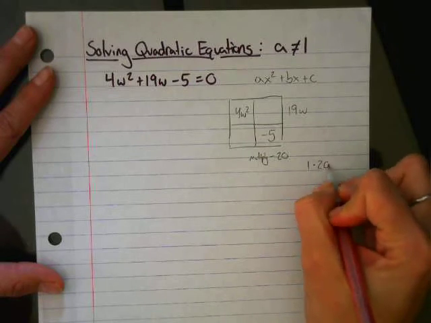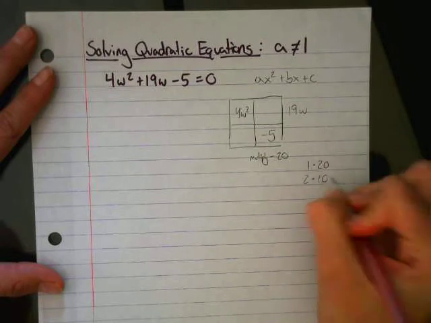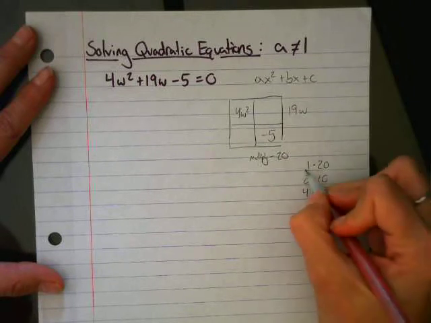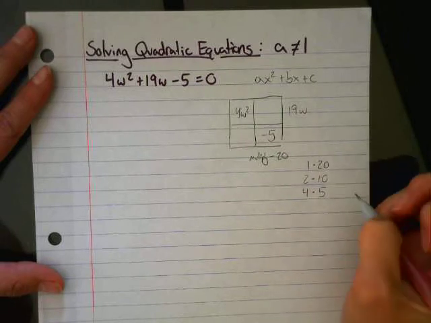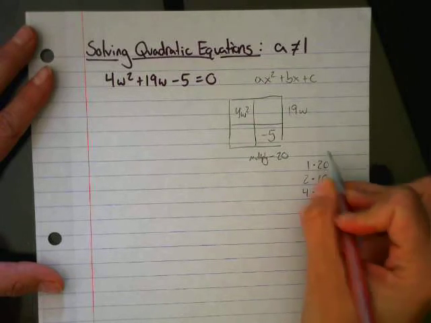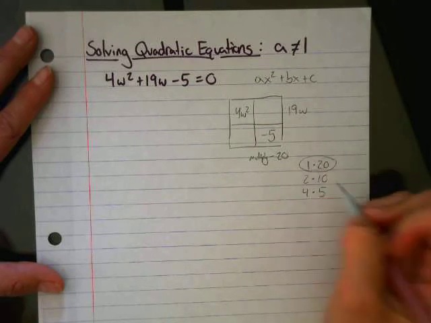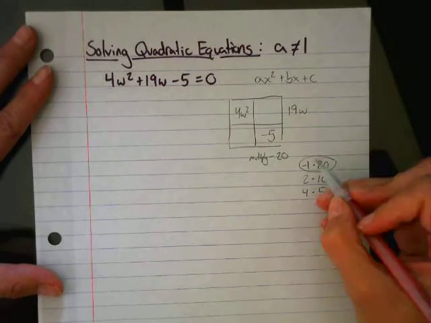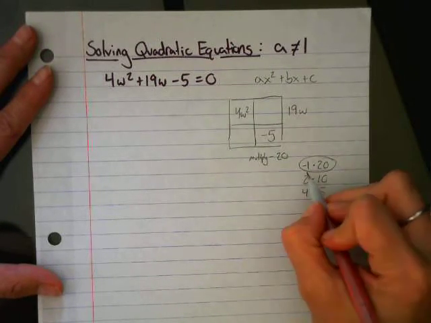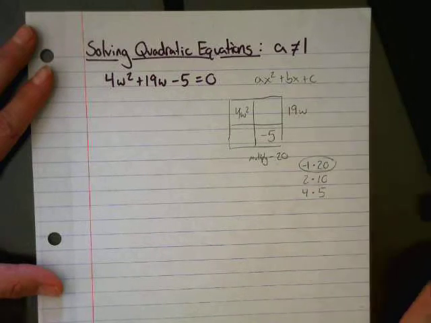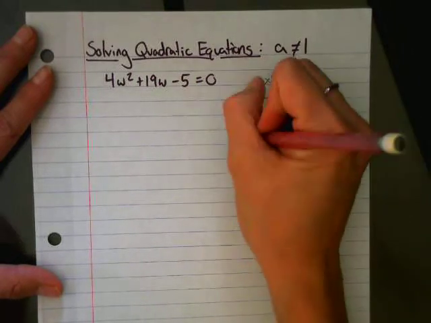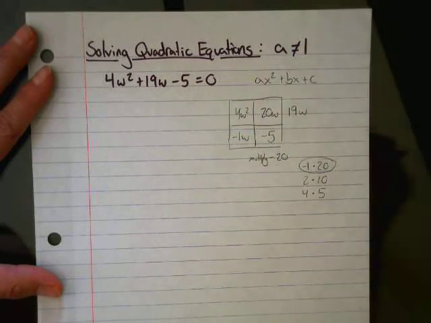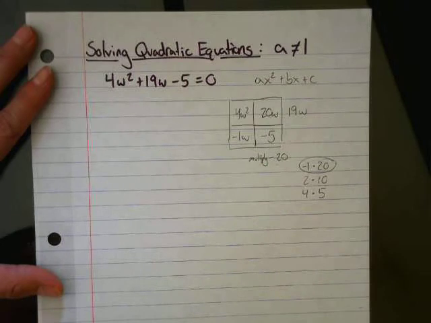So let's list some factor pairs of negative 20. 1 times 20, 2 times 10, 4 times 5, and then one of these factors for each pair would have to be negative. If you take a look at 19, we could use 1 and 20. If we make the negative 1, then negative 1 times 20 would give us negative 20, and negative 1 plus 20 would give us positive 19. So I'm going to use that one. I'm going to say negative 1w and 20w. The order I write those down in these boxes doesn't matter.